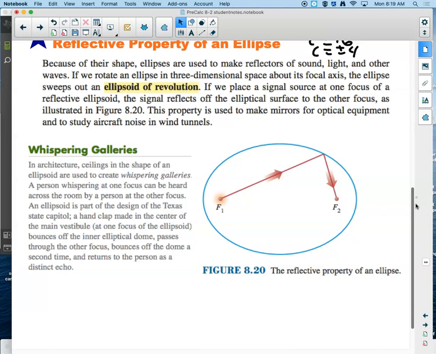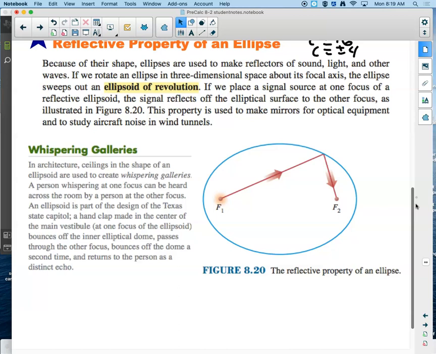It's a James Bond option, and it's about spying. Because if you have an elliptical room that's built that way with an ellipsoid of revolution, and you stand at one focus of the room, and you have somebody else at the other focus trying to get somebody to say something, you can hear what they're saying. And it's called a whisper gallery, because if it's audible to you, even if it's a whisper, you can hear it at the other focus. So whispering galleries in architecture, ceilings in the shape of an ellipsoid, are used to create whispering galleries. A person whispering at one focus can be heard across the room by a person at the other focus.